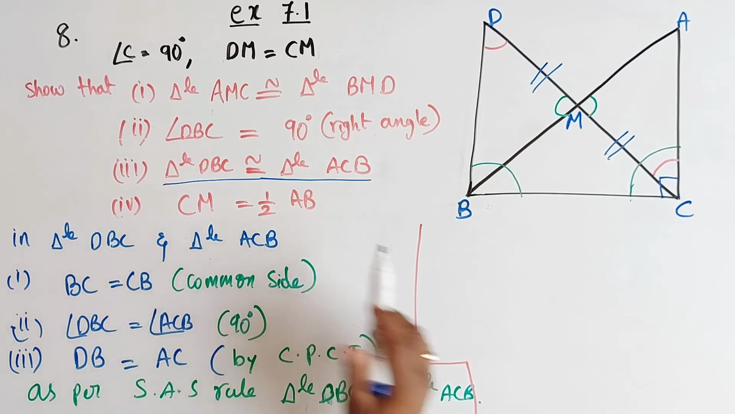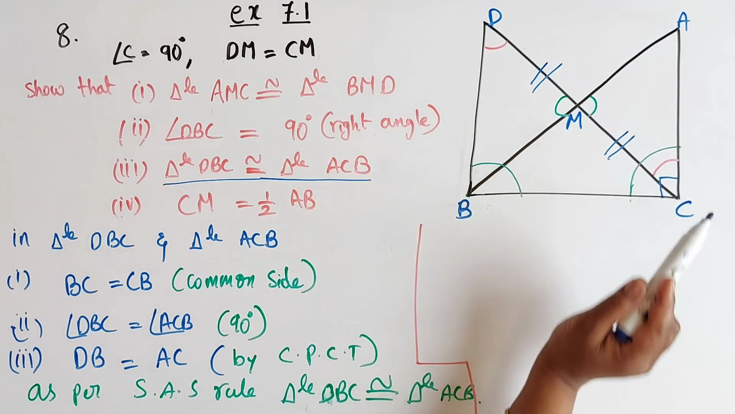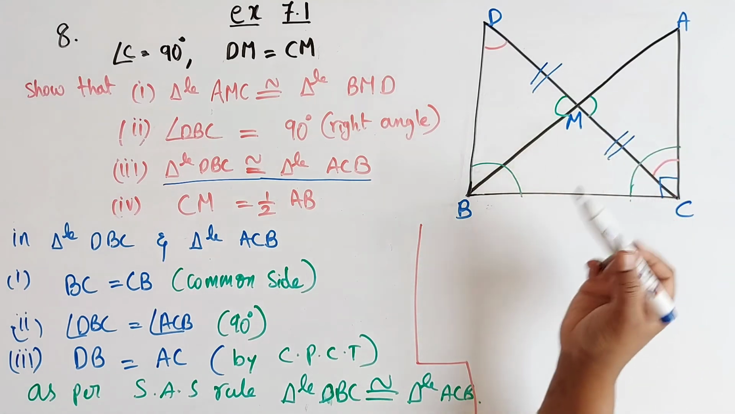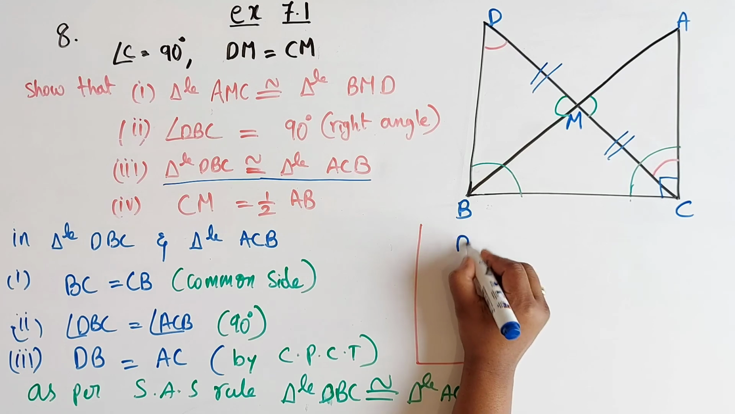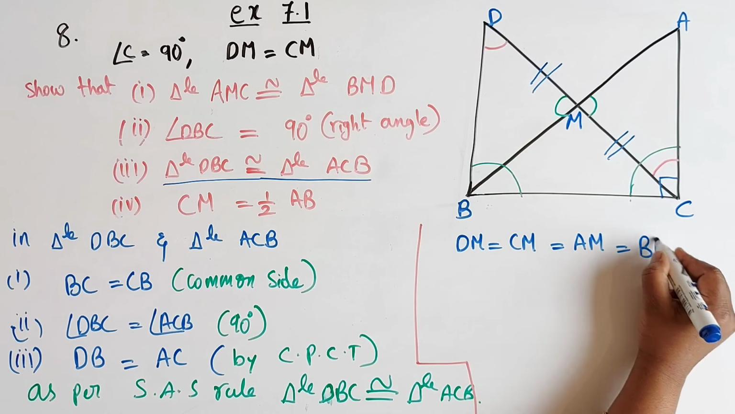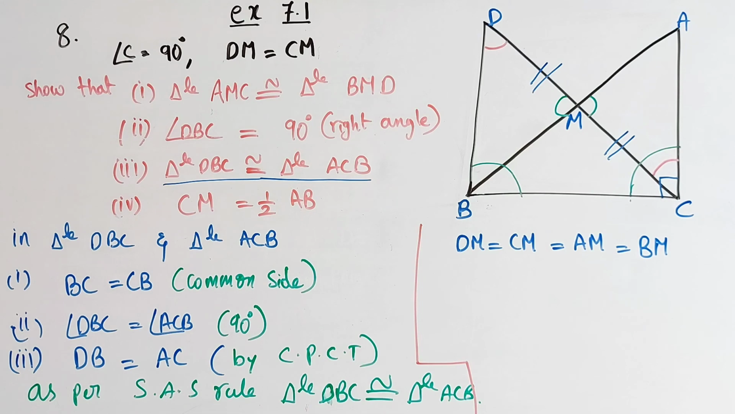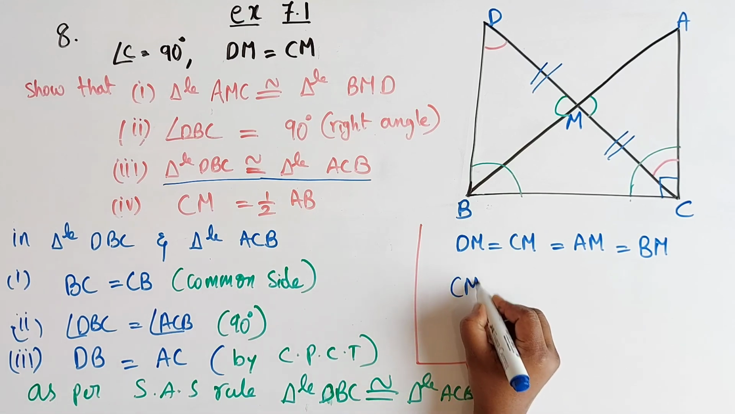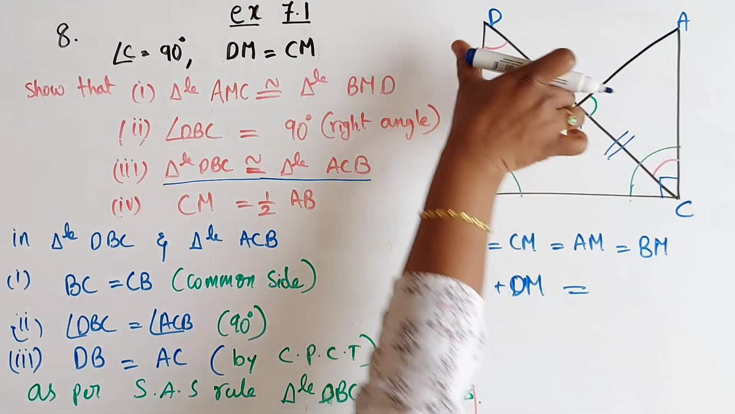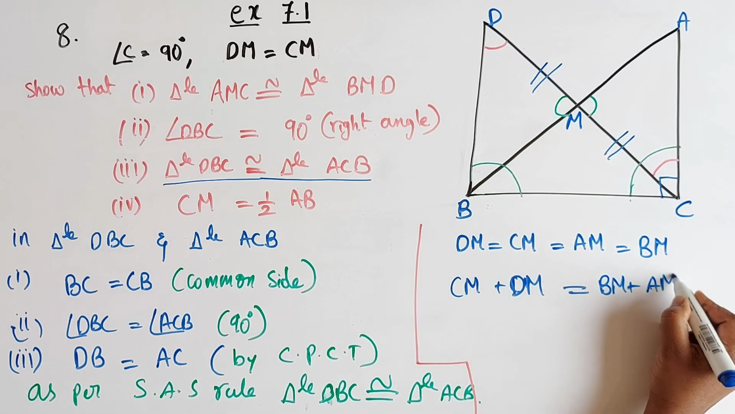Now fourth one, CM equals half of AB. Now observe this point M, children. Here DM equals CM. They have given that. Here BM equals AM because M is a midpoint, no? So I am writing DM equals CM and AM equals BM because M is midpoint for both the sides. Right? We can add CM plus DM. This one is equal to BM plus AM. Correct, children?